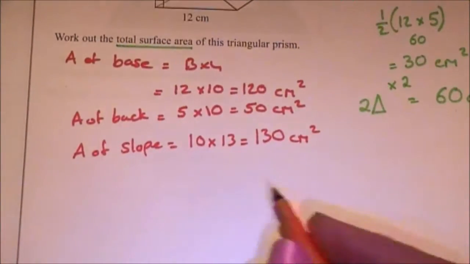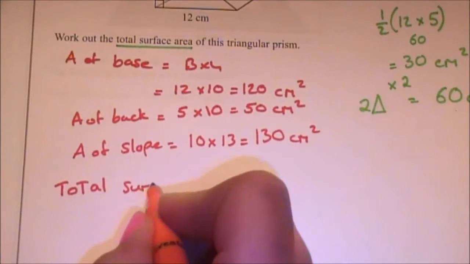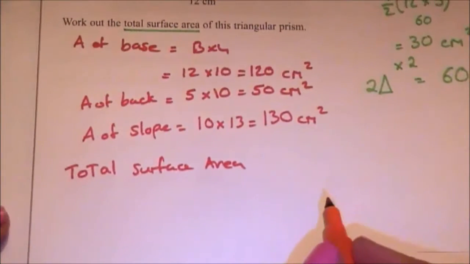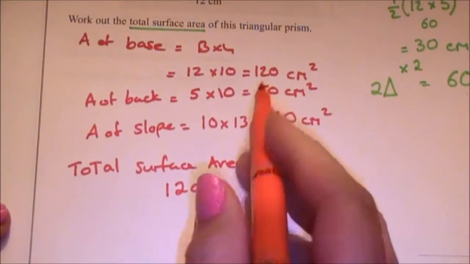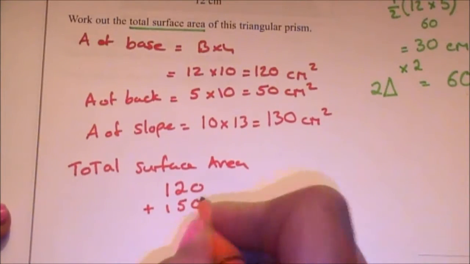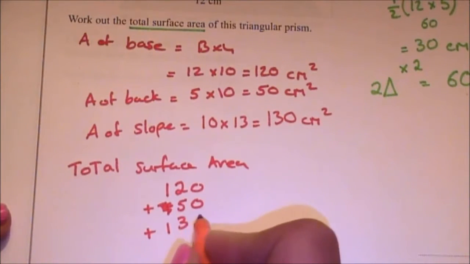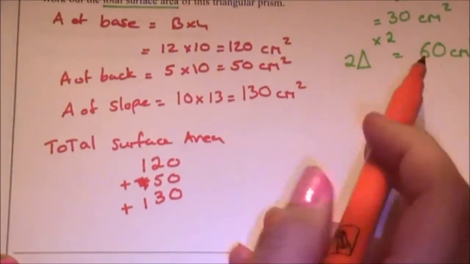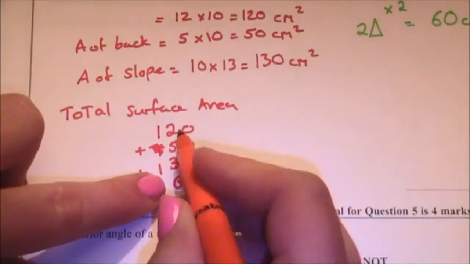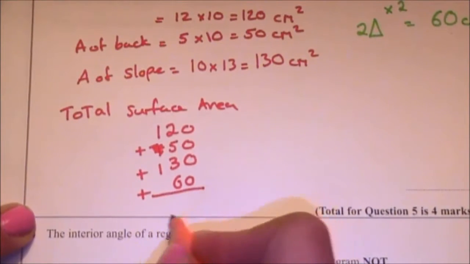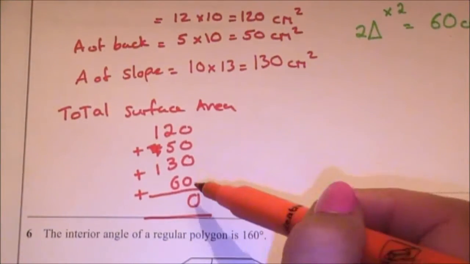So now I've found all the individual areas, I need to make a big statement that I'm finding the total surface area. And I need to show the examiner that I am going to add all of my values together. So I'm going to take the 120, add it to the 50, and add that to the 130, and not to forget my 60 from the two triangles. Notice how I'm keeping the place values and keeping all the tens under each other. This is a non-calc paper, so you're going to have to be quite organised with your workings out.